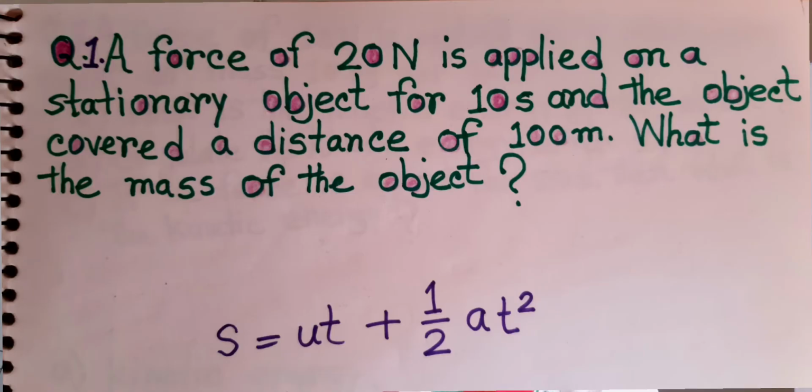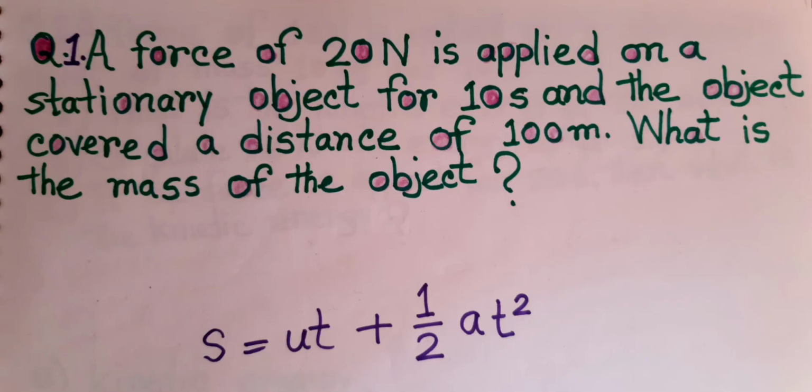A force of 20 Newton is applied on a stationary object for 10 seconds and the object covered a distance of 100 meters. So what is the mass of the object? We need to figure out the mass of the object. So here m, we know that. And what's the formula? s equals ut plus half at square. That is the formula. And what is given here?